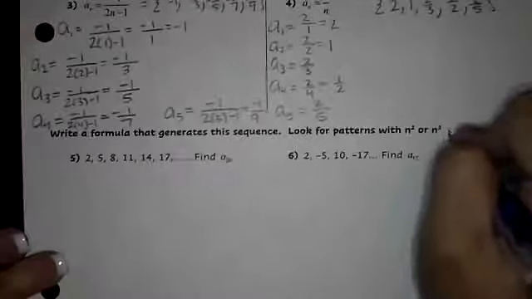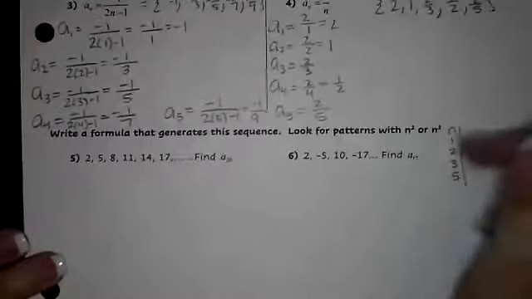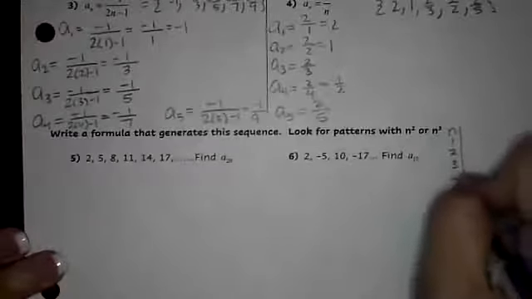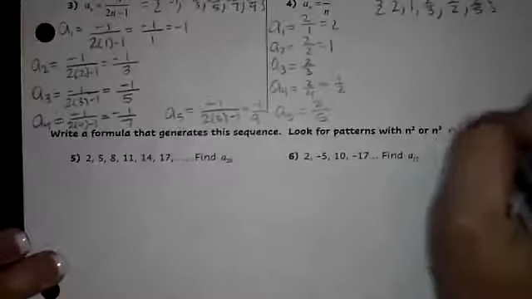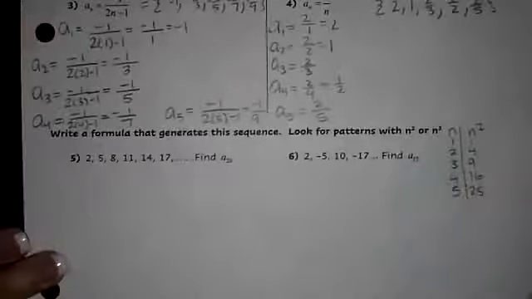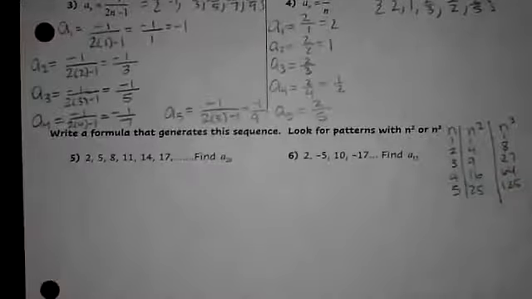And so what we're saying by that, if you think about n, we've got 1, 2, 3, 4, and 5. So n squared would be 1, 4, 9, 16, and 25. N cubed would be 1, 8, 27, 64, and 125. You could go even further, but those are patterns that you're going to want to get comfortable looking for.